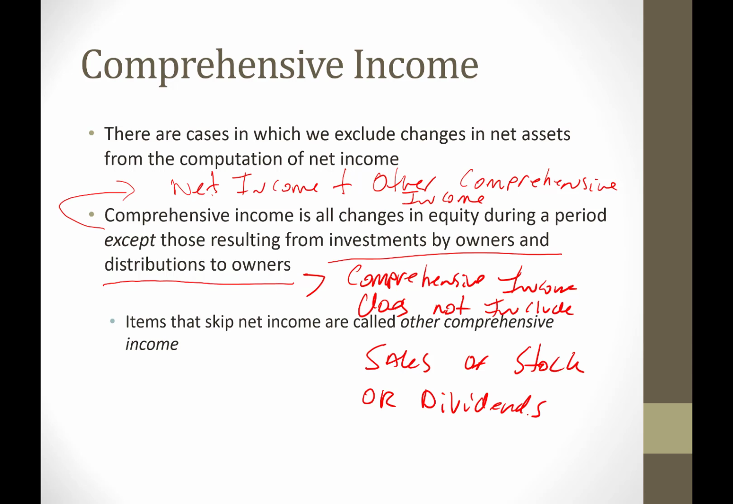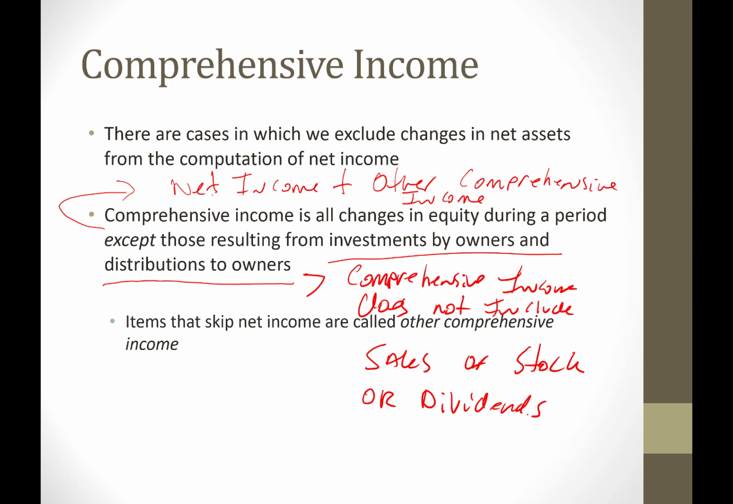So in that situation, I had a change in my equity during the period by a distribution to the owner, a dividend, right? Any other changes that happen to my stockholders' equity for the period are automatically considered my comprehensive income. So is my net income part of my comprehensive income?